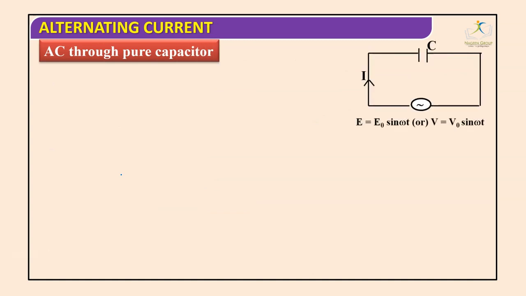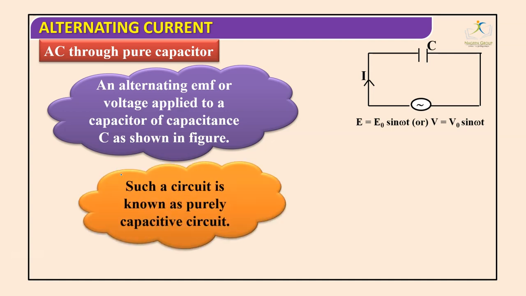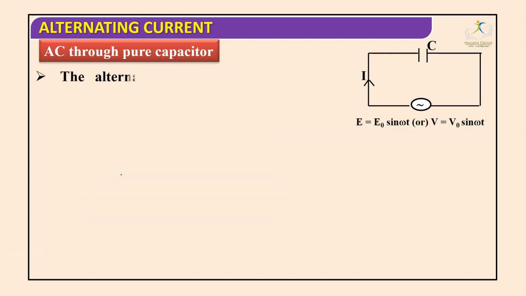If I'm taking a pure, single capacitor, no other devices will be inserted on that. So we are just taking the capacitor as C. An alternating EMF or voltage is applied to a capacitor of capacitance C as shown in the figure. Such a circuit is known as a purely capacitive circuit.